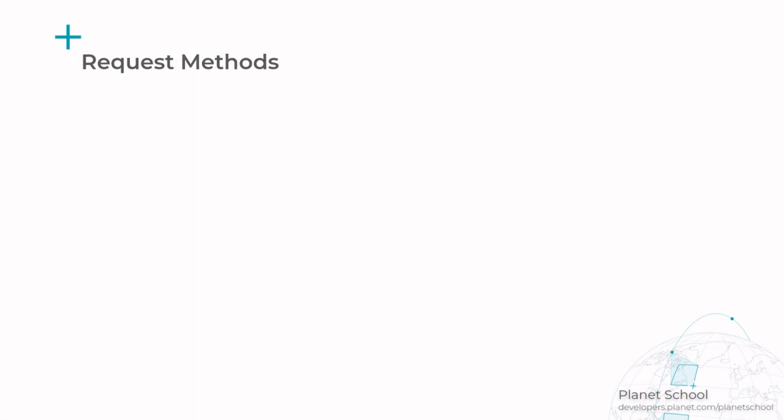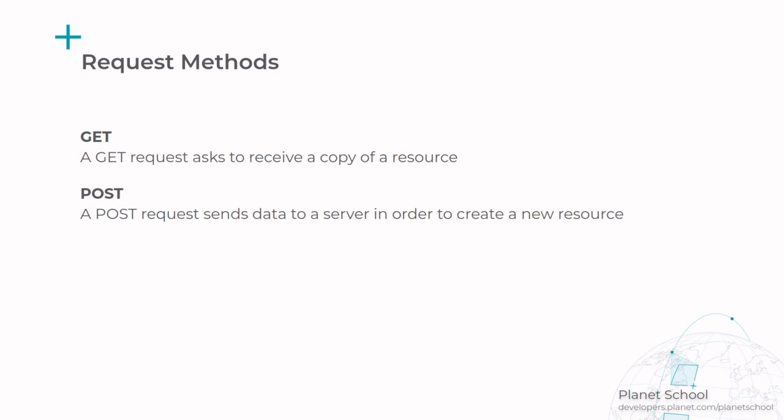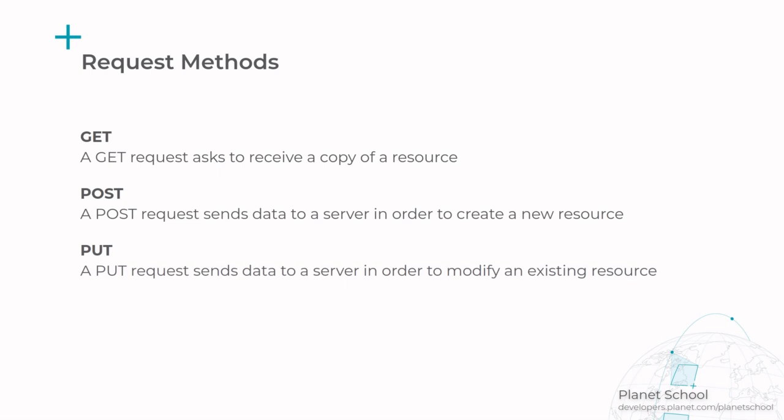In REST APIs, every single request that is made has an HTTP method associated with it. An HTTP method is used to signal the type of action that the request wishes to perform. The most common HTTP methods include GET. A GET request is just asking to receive a copy of a resource. POST. A POST request can send data to a server in order to create a new resource.